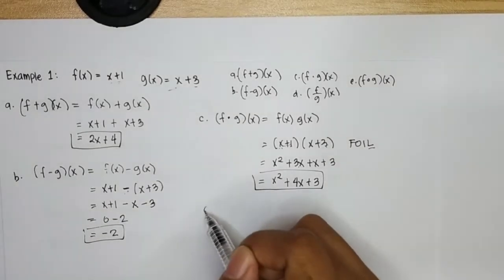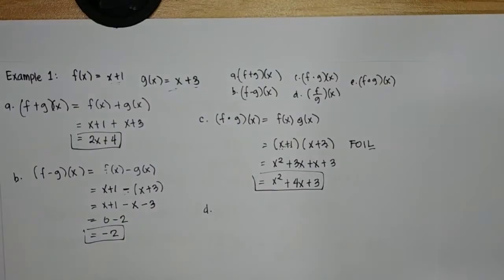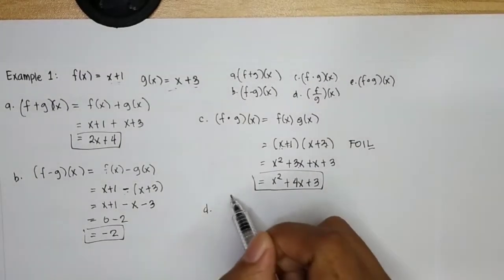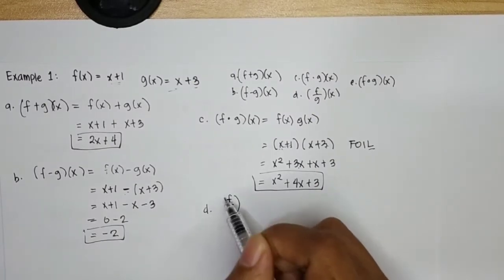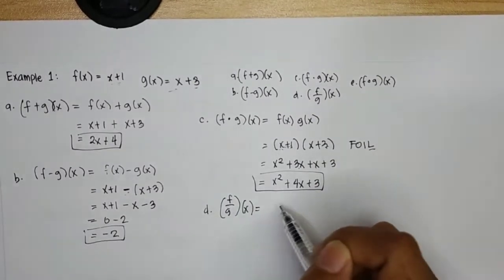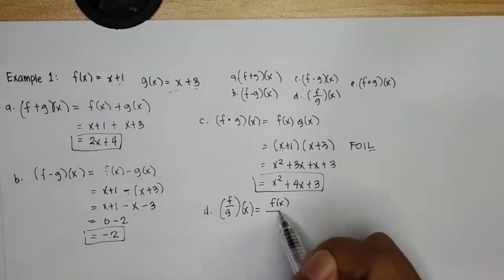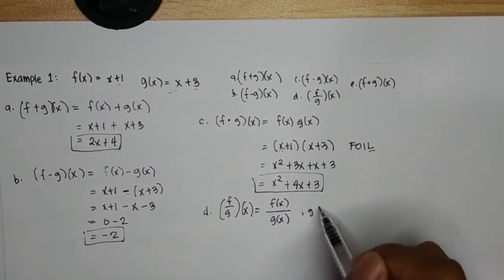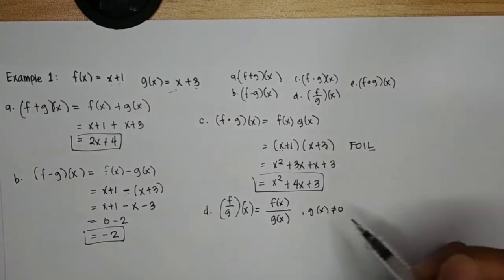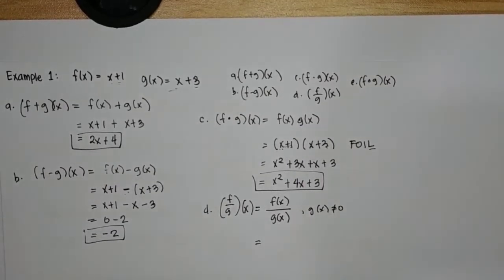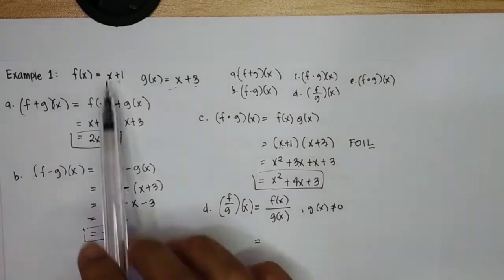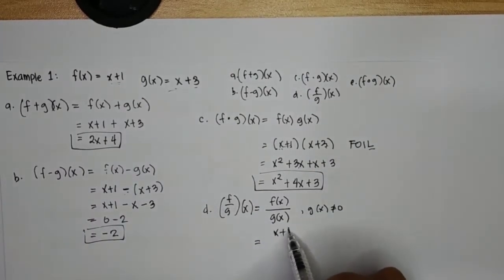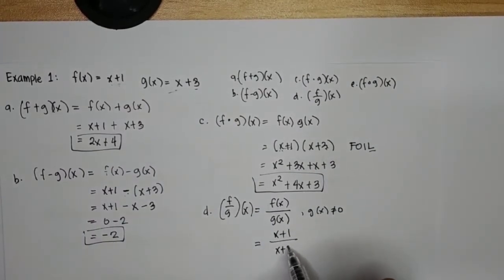Okay, letter D tayo, difference of our function. I mean, quotient. We have here letter D, quotient of our function. That will be f divided by g of x is equal to f of x divided by g of x. Okay, again, take note our g of x must not be equal to 0. Okay, so we have here, ano yung f of x natin? Copy, this is x plus 1 over x plus 3.